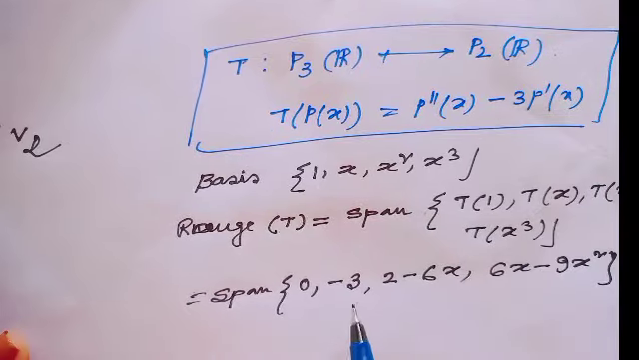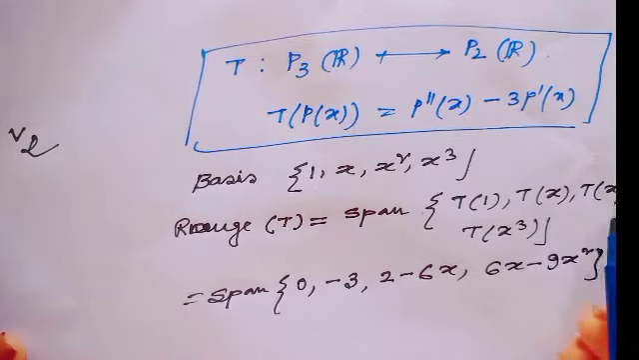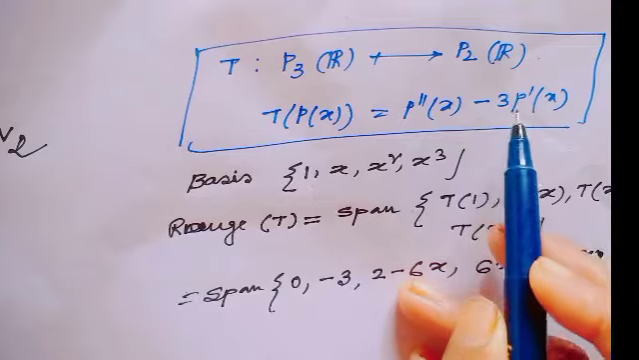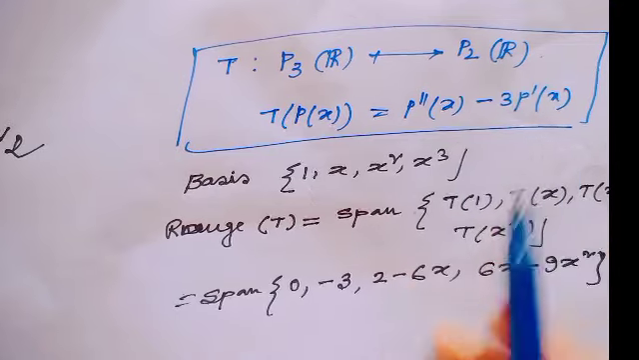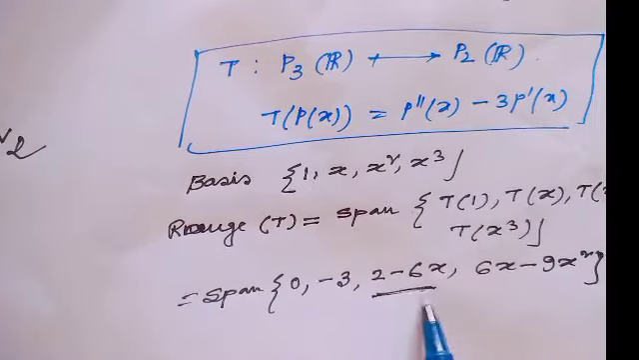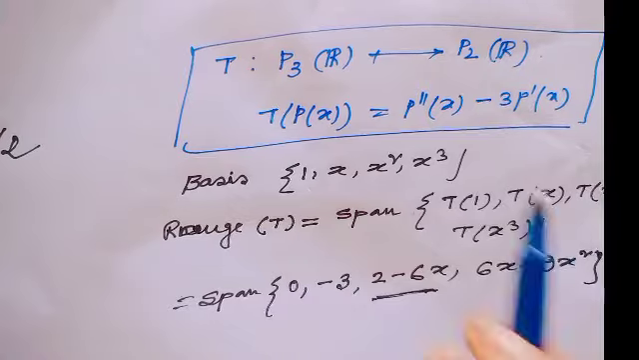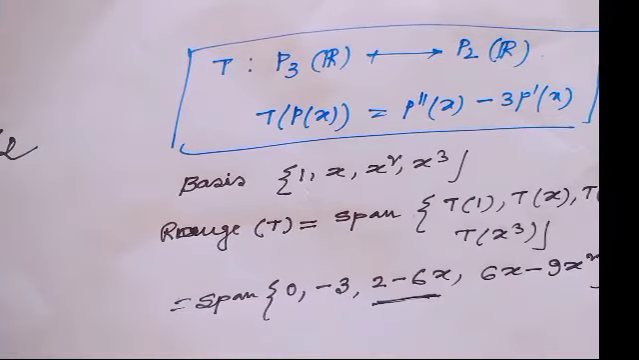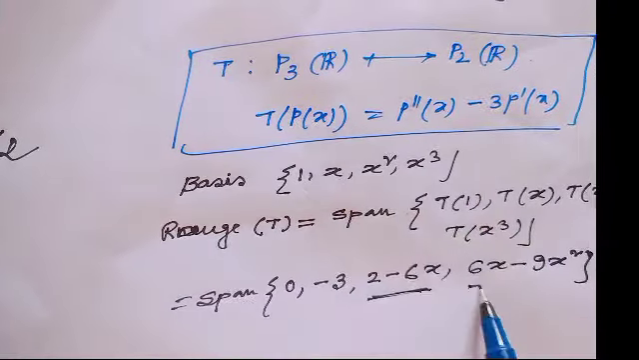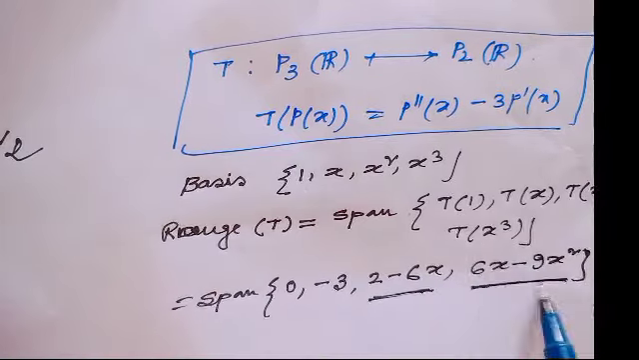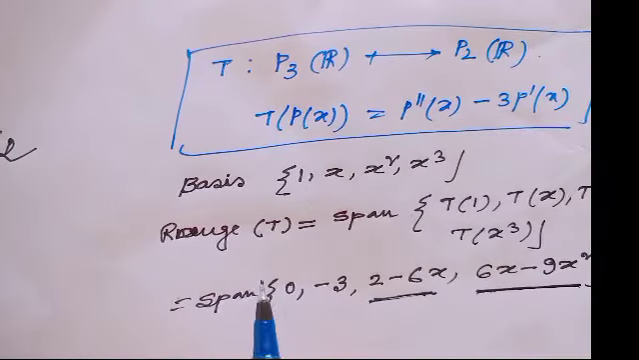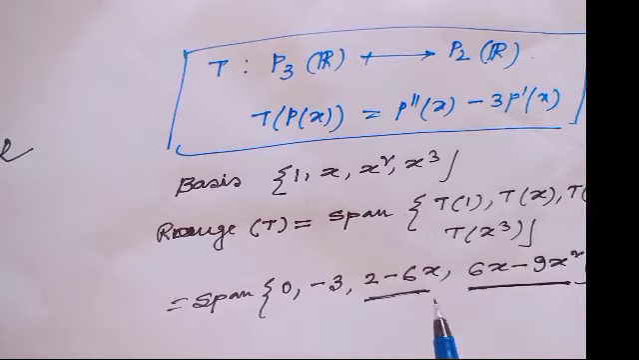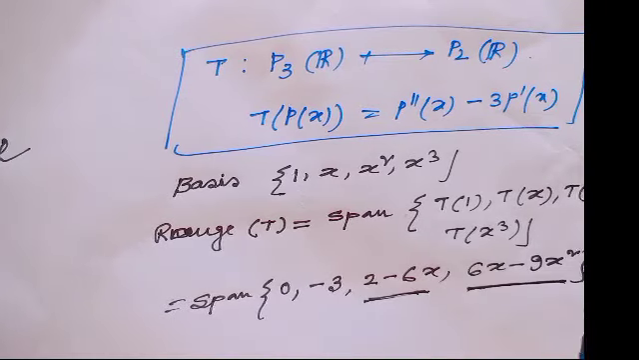This would be -3, and T(x²) means p''(x²) - 3p'(x²). This would be 2 - 6x, and T(x³) means p''(x³) - 3p'(x³). This would be 6x - 9x². That means the span of the range of T would be 0, -3, 2 - 6x, 6x - 9x².